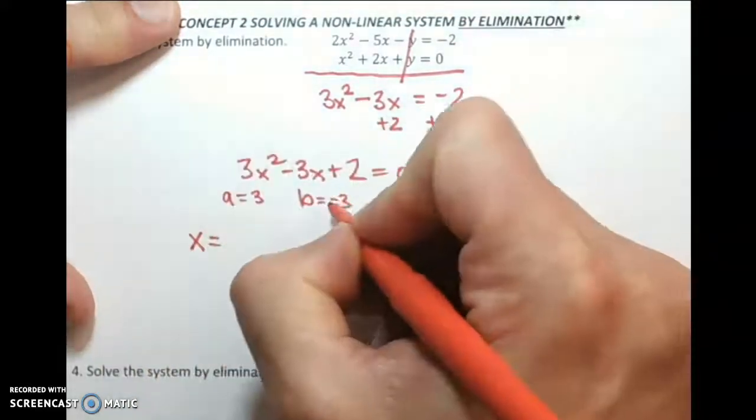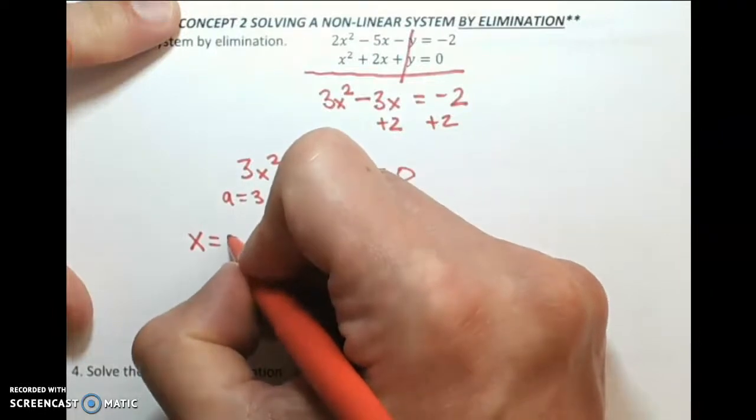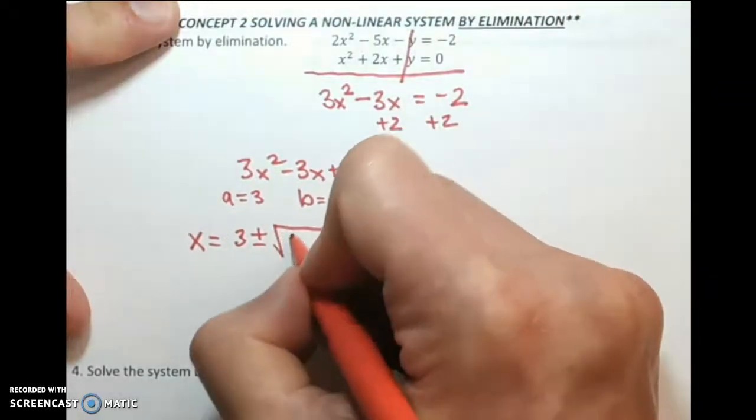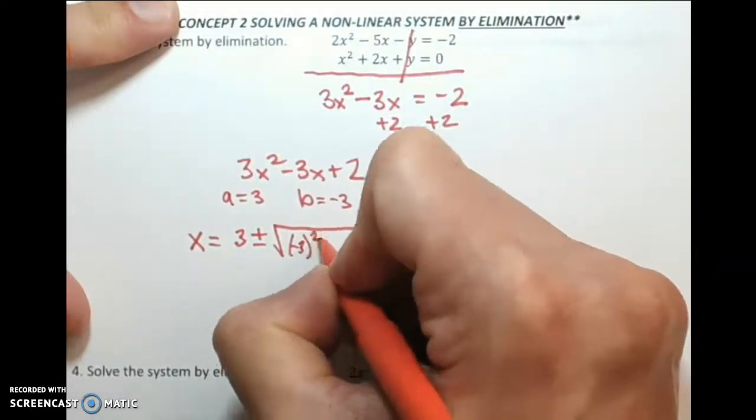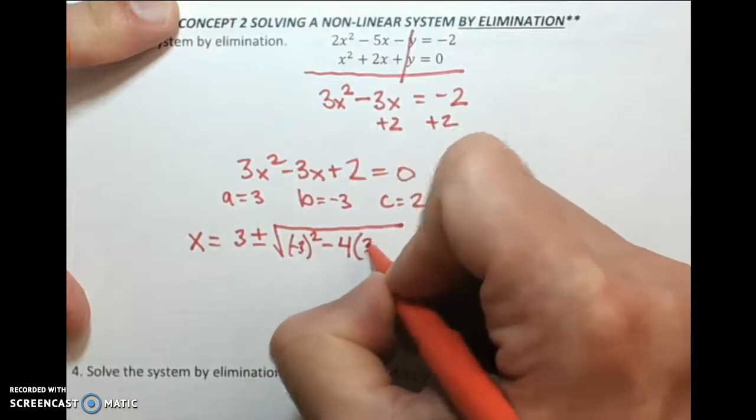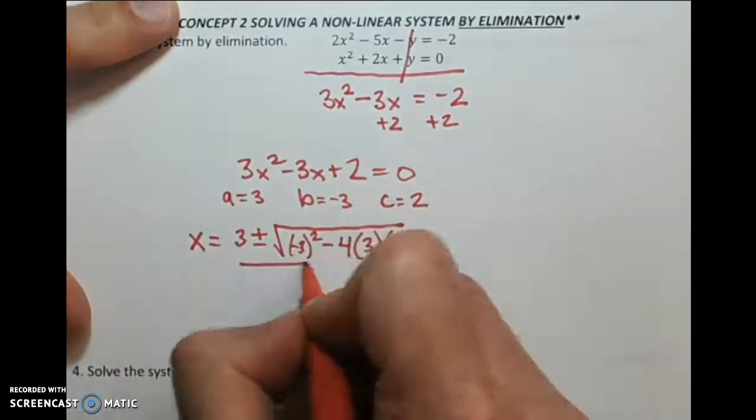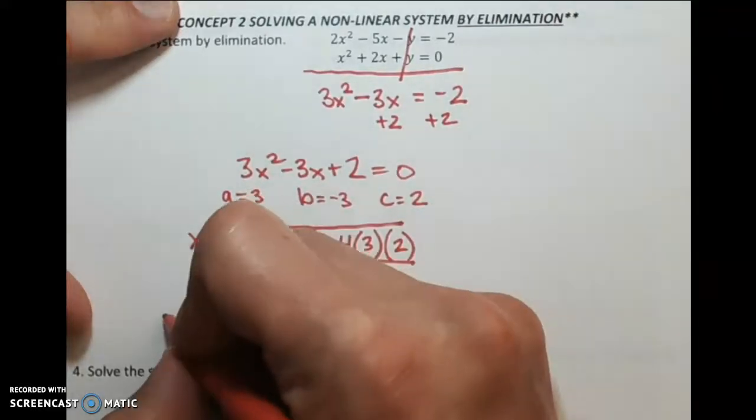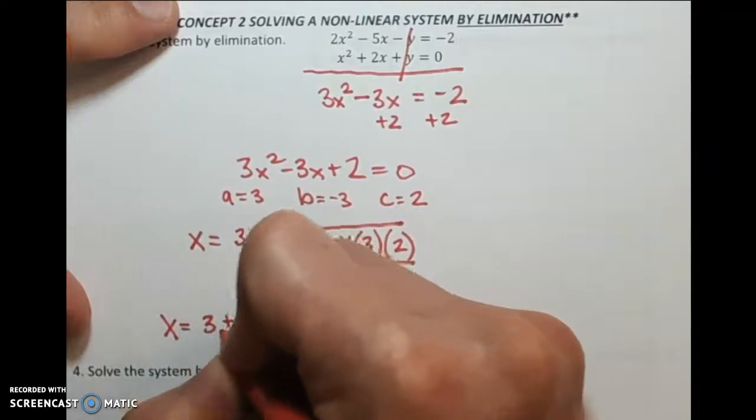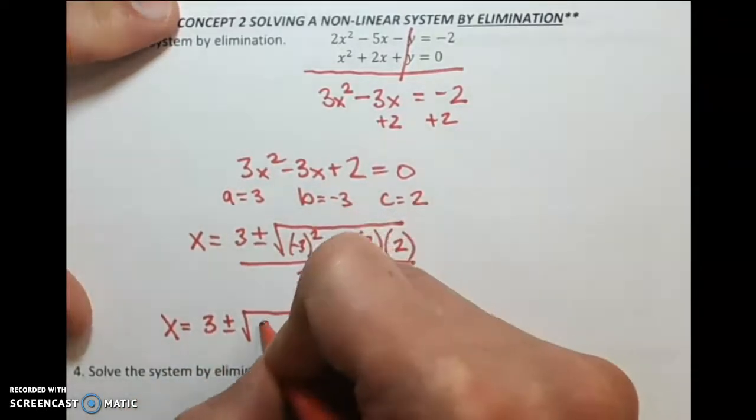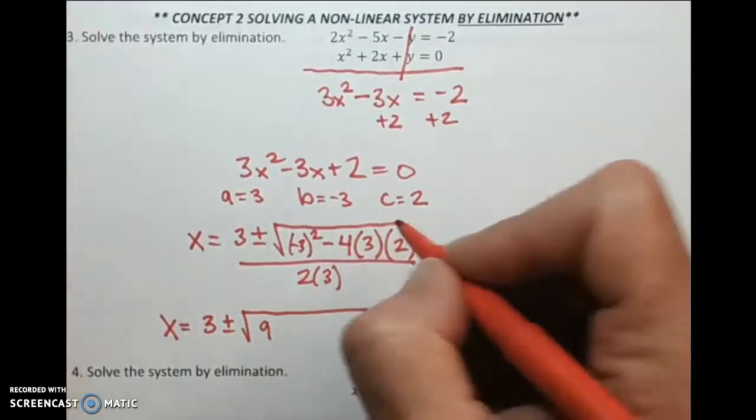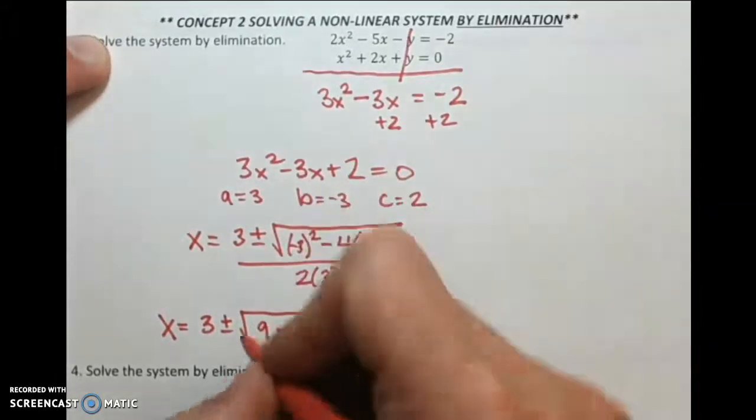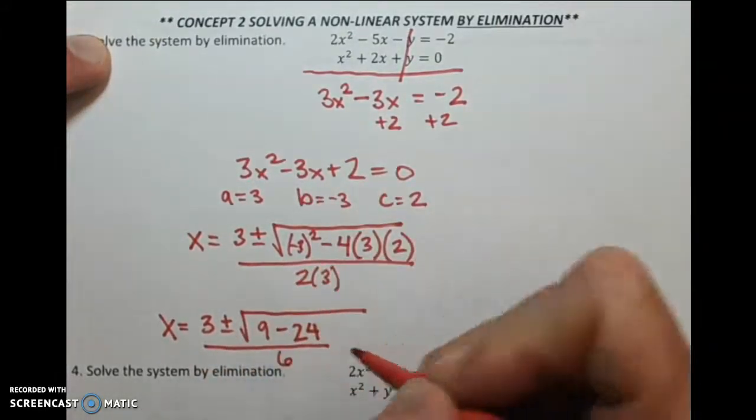X equals the opposite of b, a negative 3. So minus a negative 3 is really going to turn to a positive 3. Plus or minus the square root of negative 3 squared minus 4 times a, which is 3, times c, which is 2, all over 2 times a, which is 3. Let's go farther. X equals 3 plus or minus the square root. Negative 3 squared is 9. Negative 4 times 3 is negative 12 times 2 is negative 24. All over 2 times 3, which is 6.